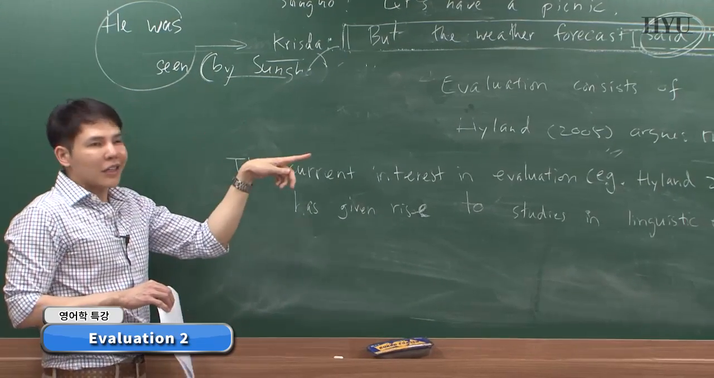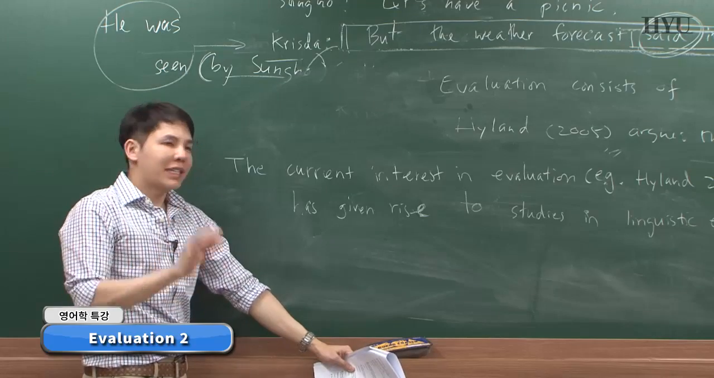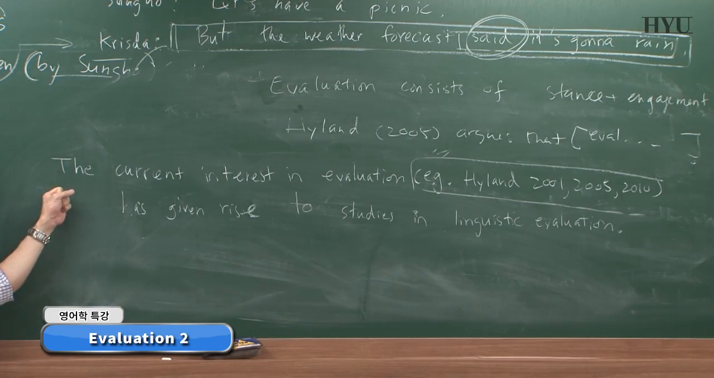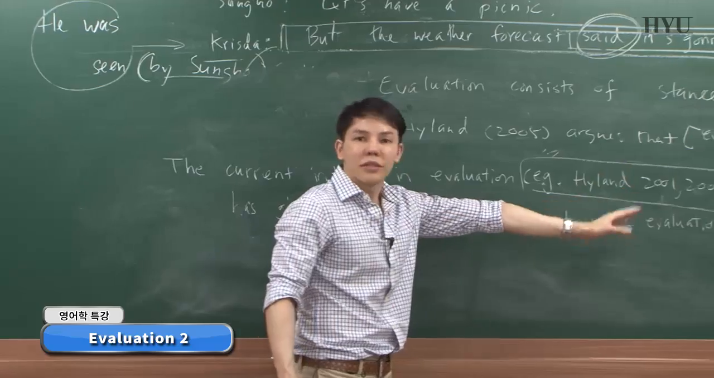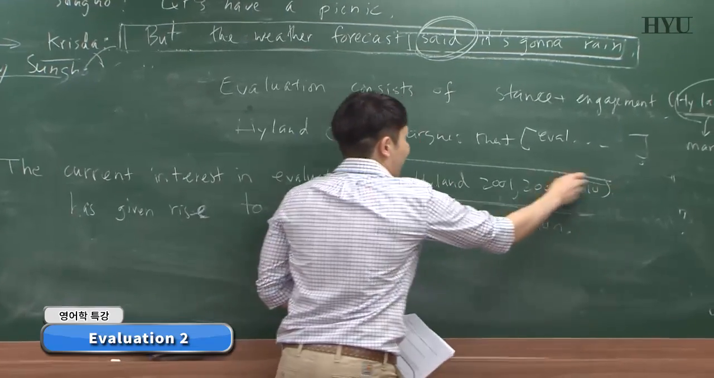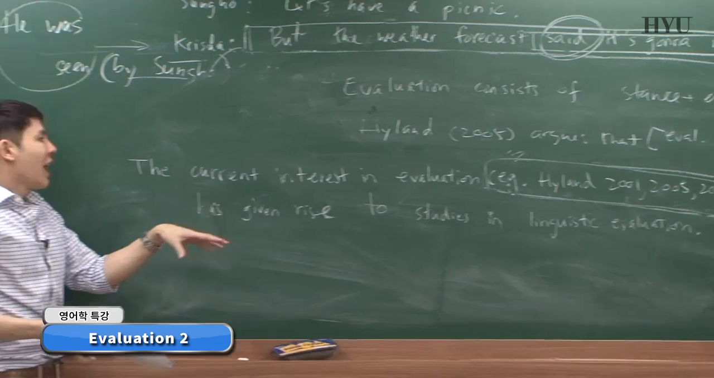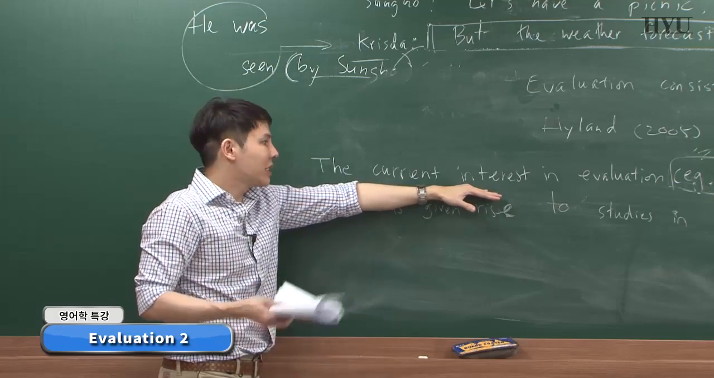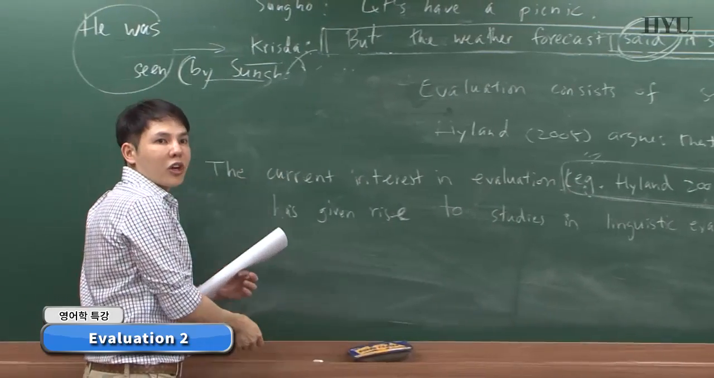Now, that can be an attribution marker, but it doesn't mean that all citations are attribution markers, like this one. The statement here is about the current interest in evaluation, for example, Hyland 2001, 2005, 2010 has given rise to studies in linguistic evaluation. In this case, this is an example that the writer cites as support to show that a lot of people are interested in the issue of evaluation. So in this case, these citations are not attribution markers, okay?